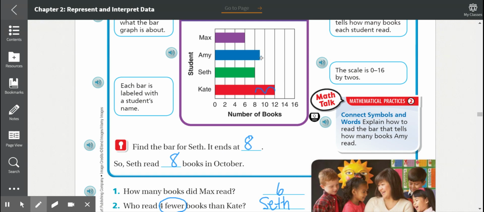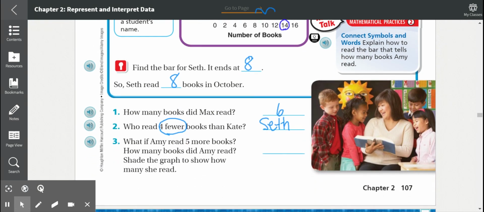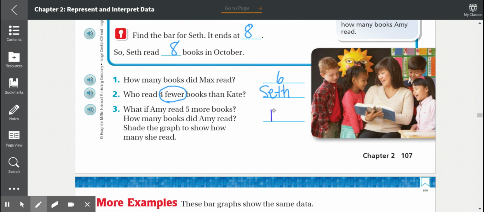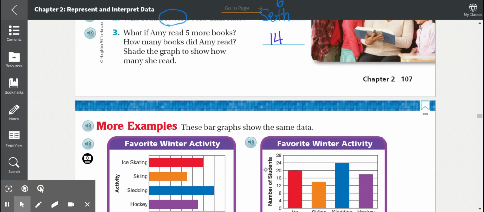Let's add 5 more to it. So if we extend the bar, that's 1, 2, 3, 4, 5. Because if we go a whole bar over, that's 2. So that's 1, 2, 3, 4, 5. So if Amy read 5 more books, her bar would look like this. And that would mean she would have read 14. So if Amy read 5 more books, she would have read 14 books in October. Okay, let's go on to the next page.